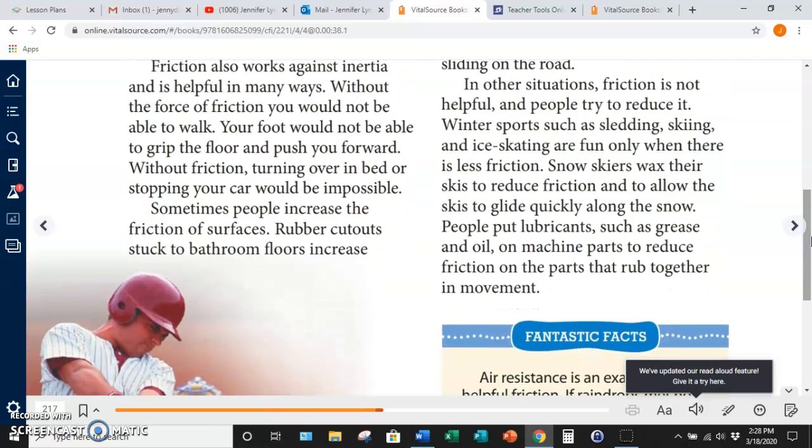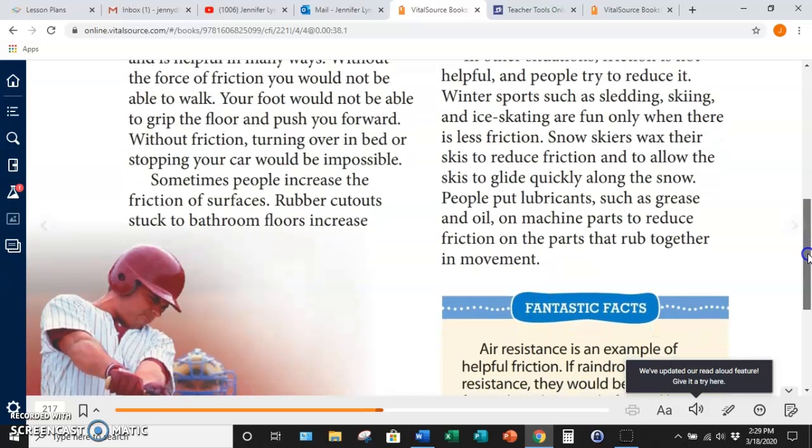Winter sports such as sledding, skiing, and ice skating are fun only when there is less friction. Snow skiers wax their skis to reduce friction and to allow the skis to glide quickly along the snow. People put lubricants such as grease and oil on machine parts to reduce friction on the parts that rub together in movement. So as you can see, sometimes friction is beneficial, sometimes it is not.